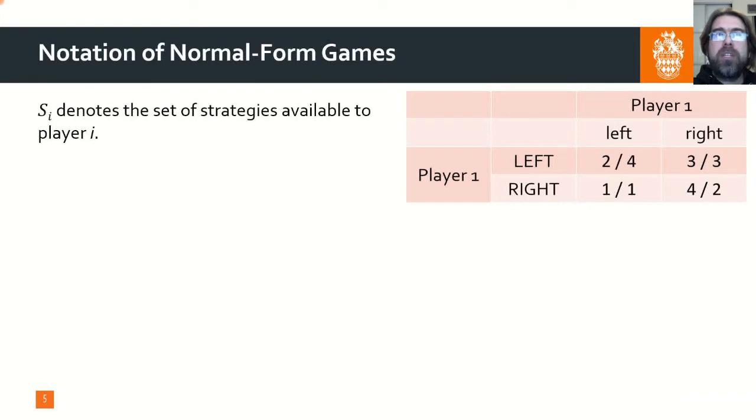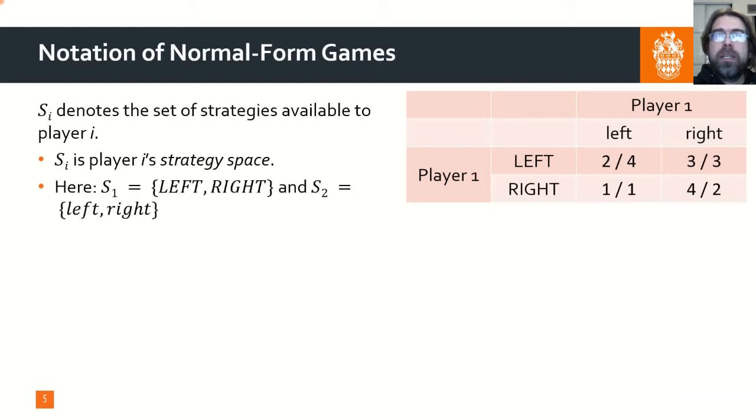Additionally, we need the set of strategies that is available to each player. So capital S_i denotes the set of strategies available to player i. S_i is therefore called player i's strategy space. Here in the example on the right, S_1, the strategy space of player 1, is Left and Right in capital letters, and the strategy space for player 2 is left and right in small letters. To denote an arbitrary member, so a non-specific member from the strategy space S_i, we write small s_i, with small s_i being an element of capital S_i.